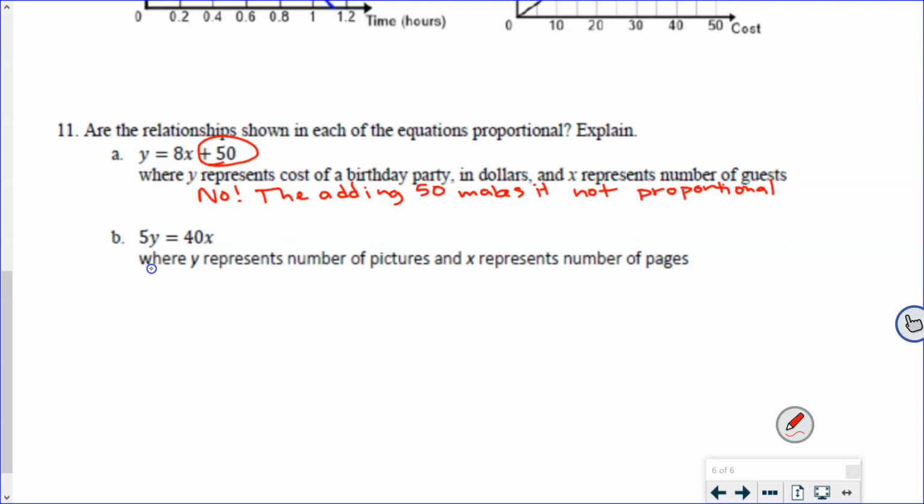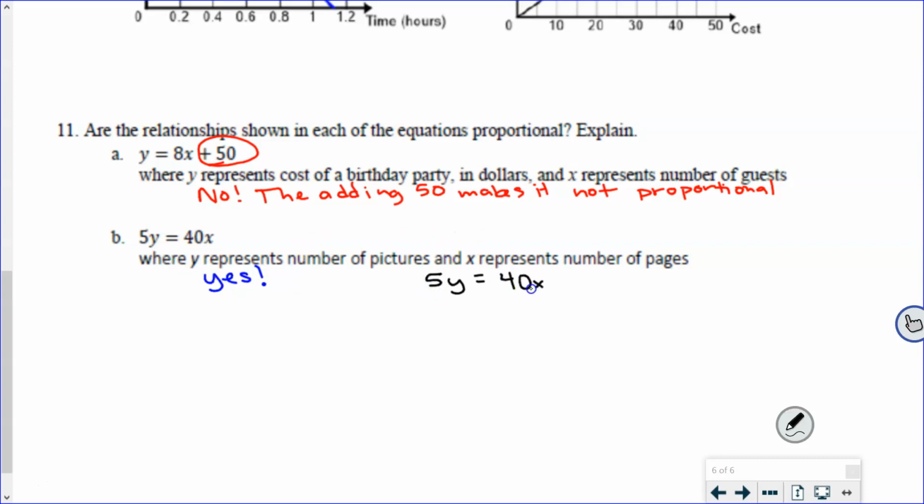Quick discussion at your tables. What do you think? Part B is proportional. Remember, as long as all we're doing is multiplication, are we only multiplying? Yeah. Am I multiplying on both sides? Yeah, but I am only multiplying. Take a look and see.